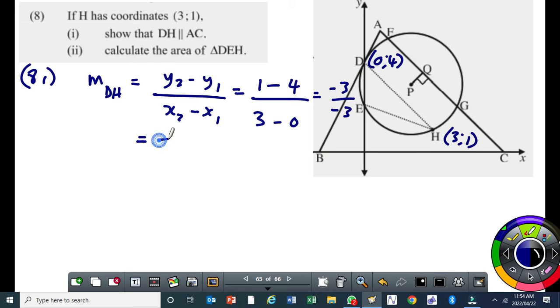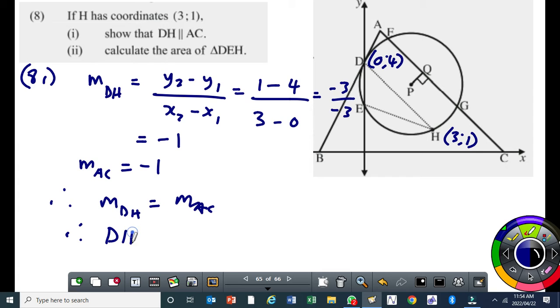And that will give me what? Minus 1. Right? I know that the gradient of AC is equal to minus 1 from its equation. Okay? The equation for AC was given. Therefore, I can say here m_GH is equal to m_AC. Right? Therefore, GH is parallel to AC.